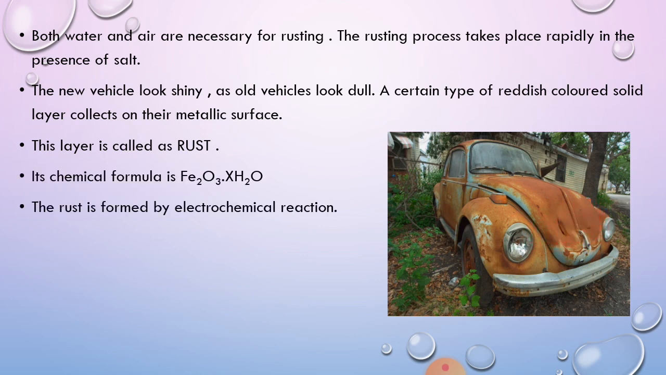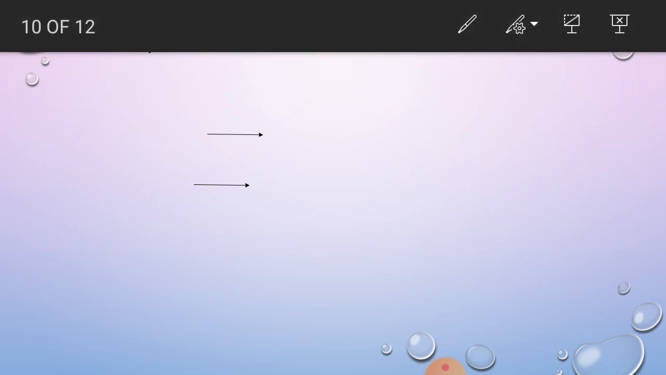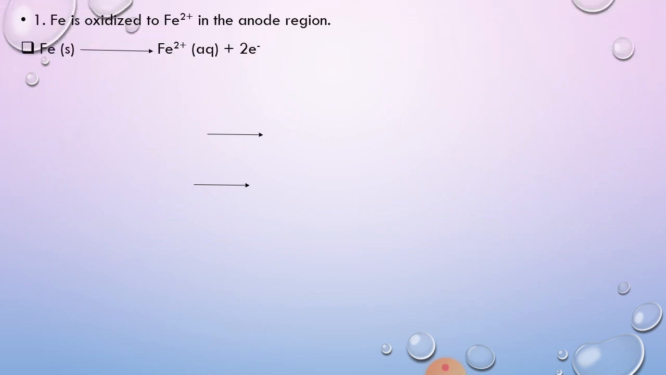Its chemical formula is Fe2O3.xH2O. The rust is formed by an electrochemical reaction. Some kind of reaction takes place, that's why this rusting takes place. Different regions on the surface of iron become anode and cathode. So why this kind of thing happens and how, let's see.